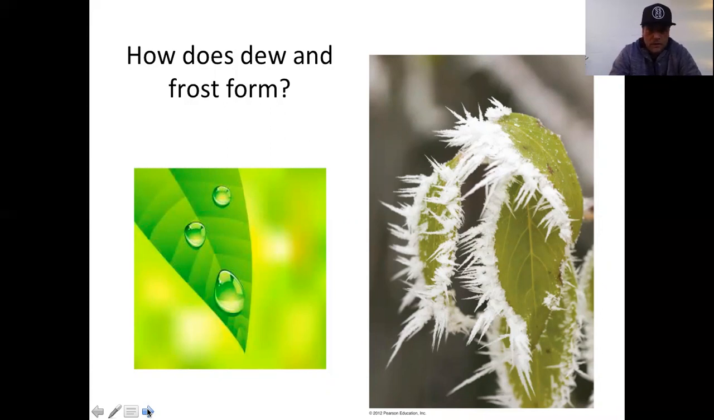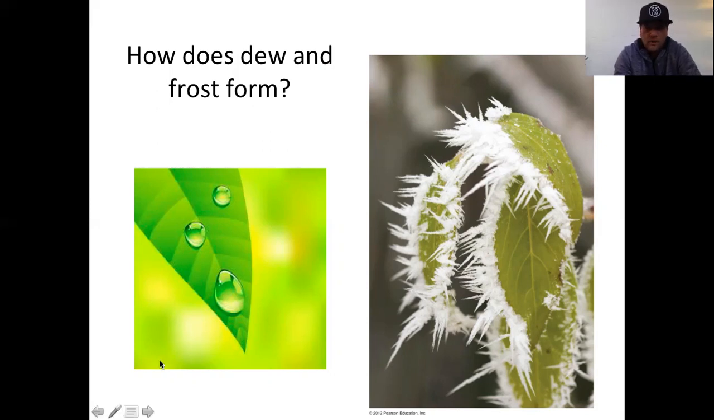Now, when the actual substance is below the freezing point, like you see on this leaf here, you're not going to have what we call dew, you're going to have frost. So frost ultimately is just dew that condenses onto a surface that is below freezing point.